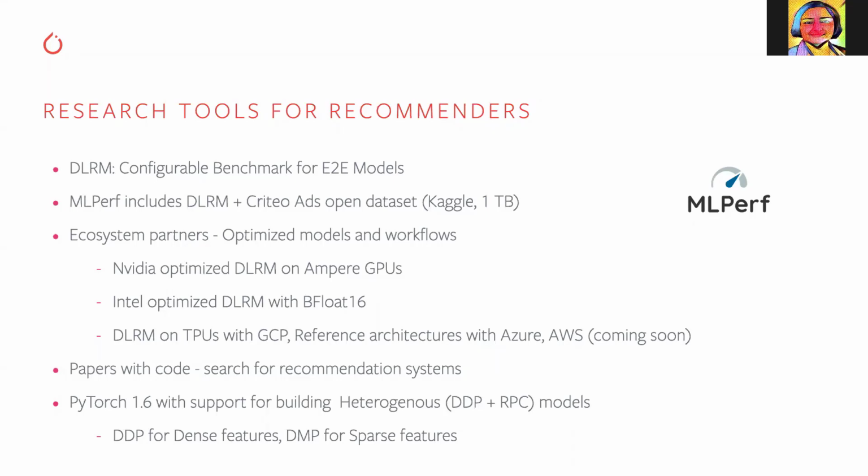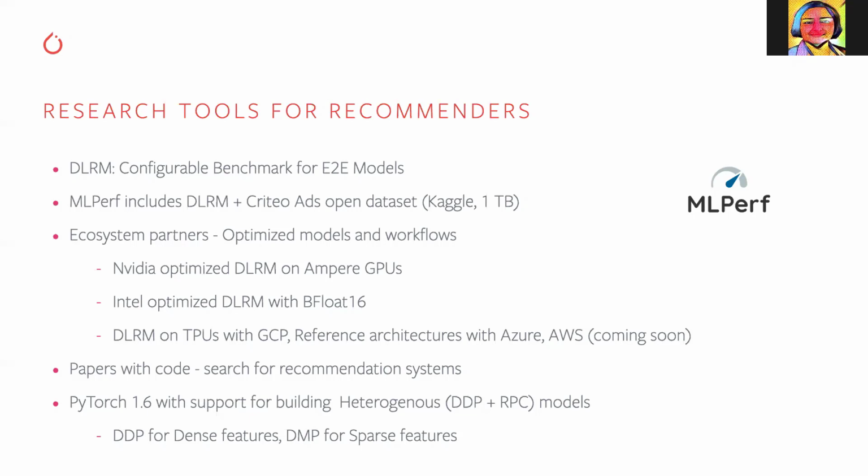On Papers with Code, you can find the state-of-the-art models and papers with actual code, which can give you a jump start for your research. Finally, with the PyTorch 1.6 release, we added support for building heterogeneous DDP and RPC models. So you can now use DDP for your dense features and DMP for your sparse features where your embedding tables do not fit into a single machine.